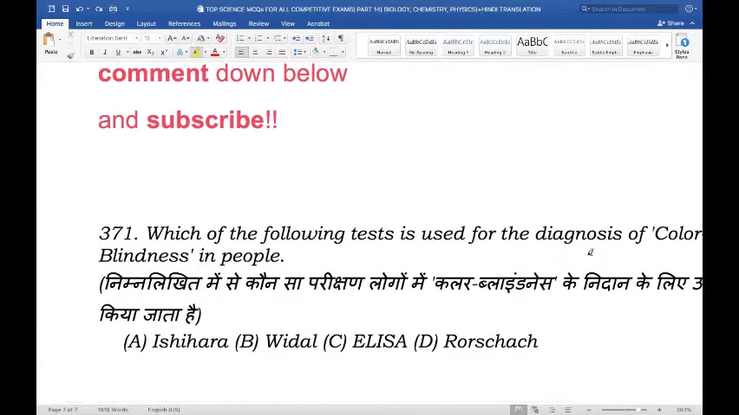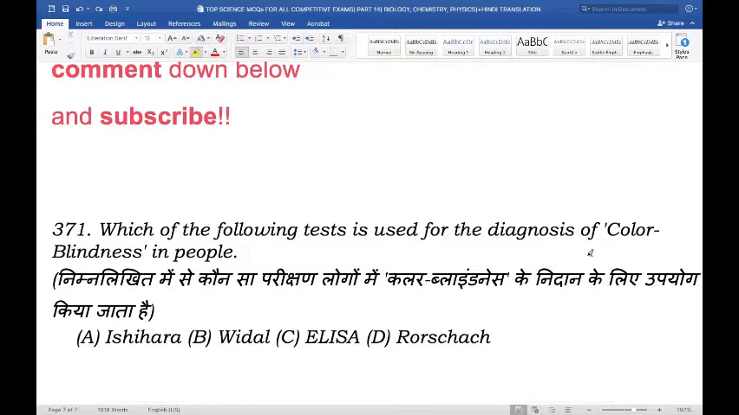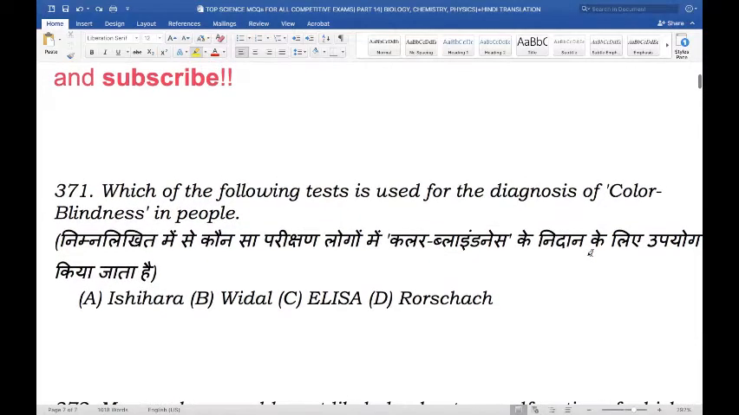Which of the following tests is used for the diagnosis of color blindness in people? So in order to detect color blindness in people, which test is performed? Is it the Ishihara test, the Widal test, the ELISA test, or the Rostracha test? And the right answer here is the Ishihara test. The Ishihara test is used for diagnosis of color blindness in people. The test contains a number of colored plates called Ishihara plates. Each of these plates contains a circle of dots appearing randomly in color and sizes.